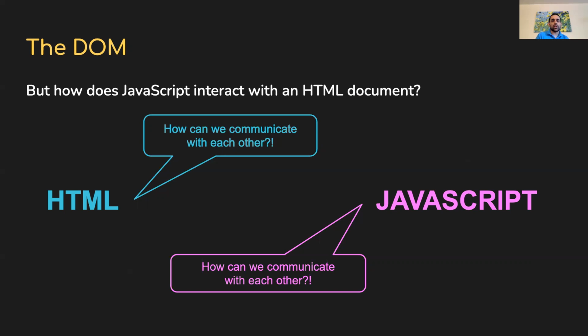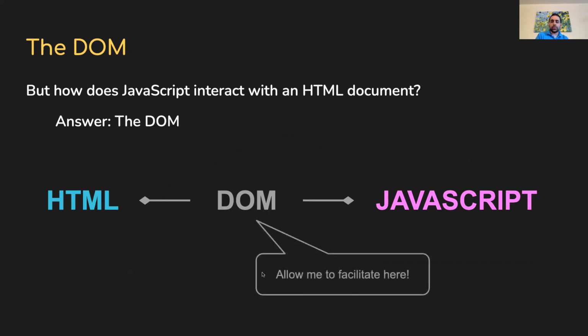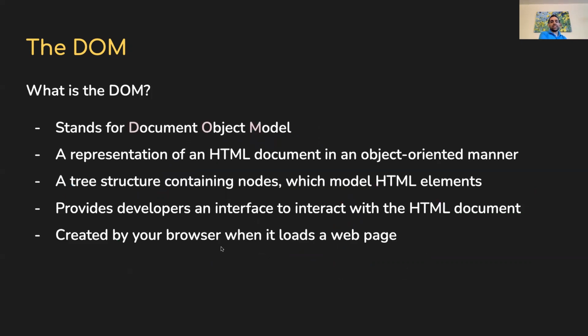So, these two pieces are asking, how do we communicate with each other? The answer to that question is something called the DOM. The DOM is something that sits between your HTML document and your JavaScript logic. The DOM is going to be your buddy here. What is the DOM? The DOM stands for Document Object Model. This is something we're going to be dealing with a lot.